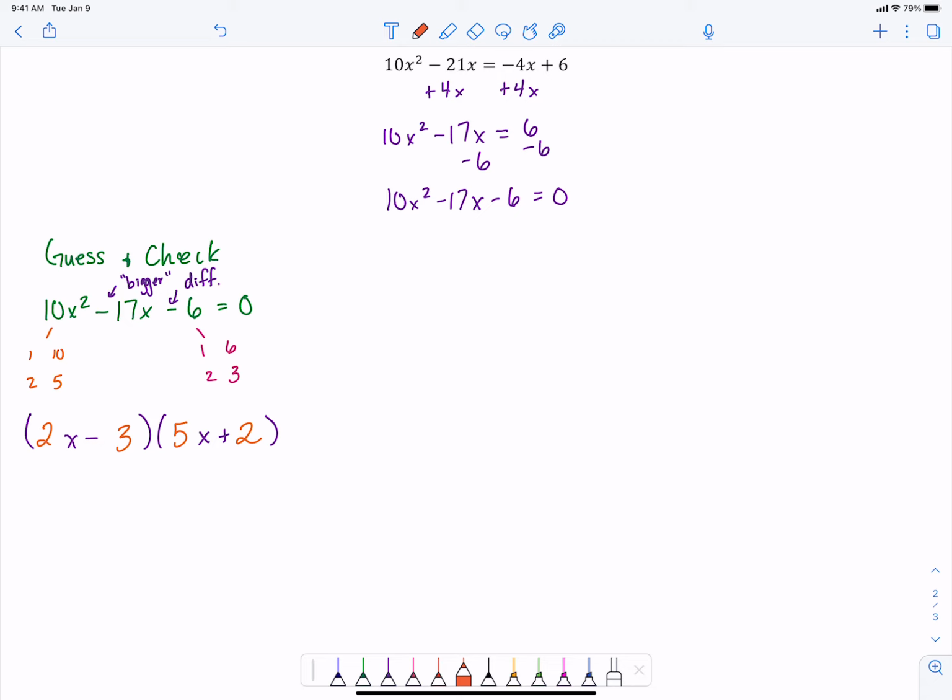Again, we do not have to check all of FOILing. We just need to check the outer term and the inner term. Our 2x times our 5x will give us 10x squared. Our negative 3 times our positive 2 will give us negative 6. So let's see what we get here. You get 2x times 2 minus 3 times 5x. So we get 4x minus 15x.